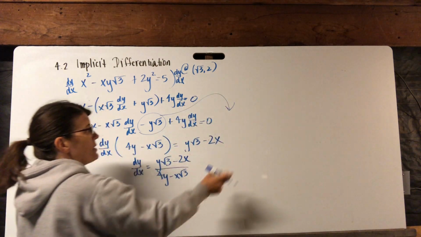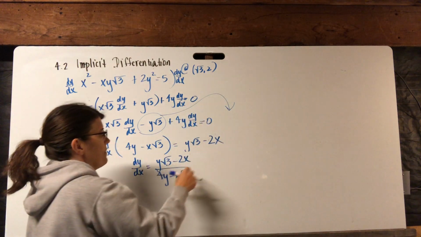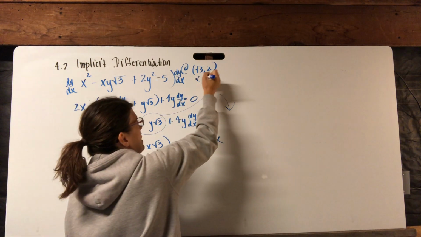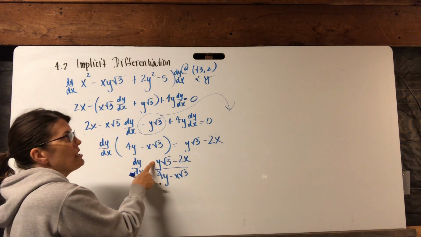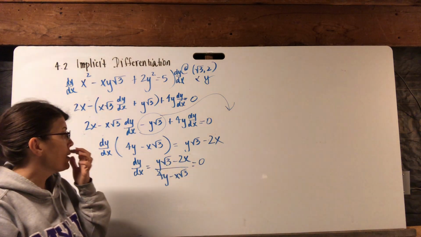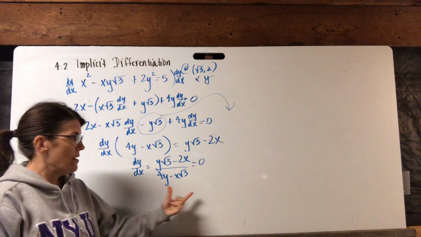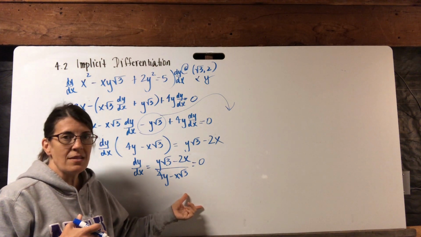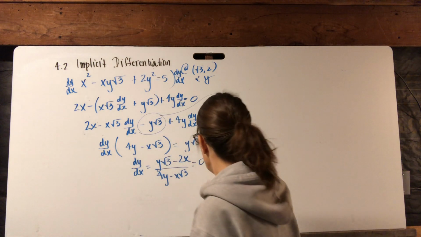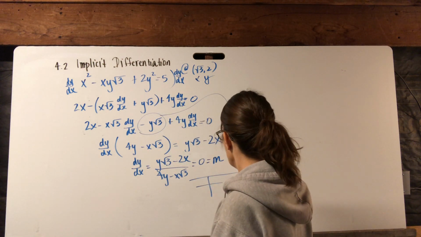Root 3, comma 2. All right, so I'm going to plug in the point root 3, comma 2. So here's my x, here's my y. If you plug into the numerator, you end up with 0. I don't care. As long as the denominator is not 0, which it's not, we're fine. Okay, so this means the slope is 0. That means horizontal line.